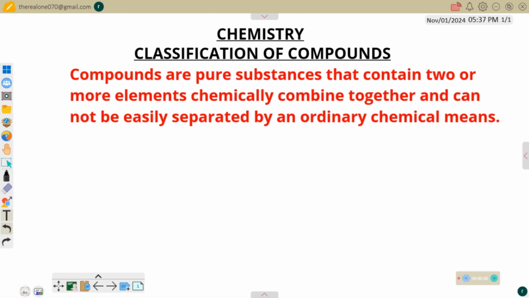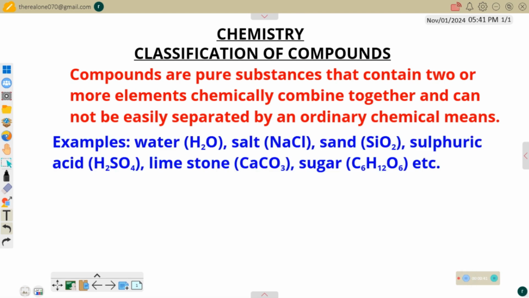Now, all of the listed examples here are compounds. We have water with the chemical formula H2O, that is dihydrogen oxide. Salt, NaCl, that's sodium chloride. Then we have sand, which is silicon dioxide, or we call it silicon 4 oxide. Now, this is sulfuric acid, H2SO4, that's tetraoxosulfate 6 acid. Then we have limestone, which is calcium carbonate, that's calcium trioxocarbonate 4. Then we have sugar, which is glucose, and this is the chemical formula for glucose, etc.